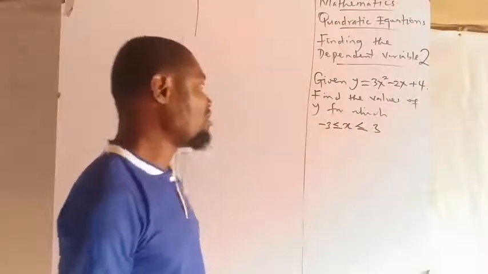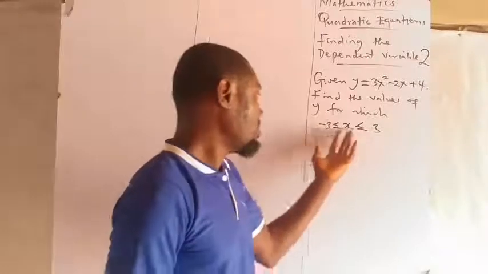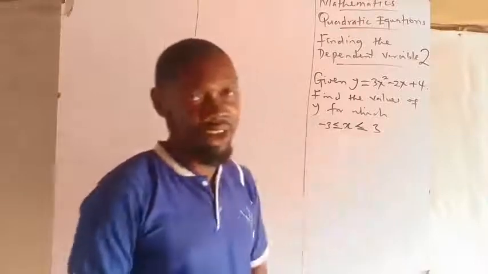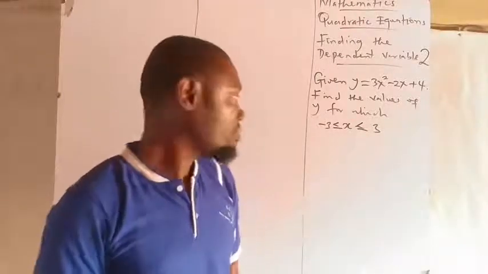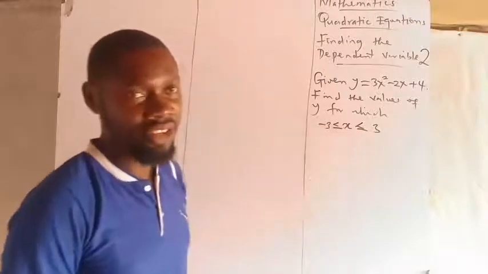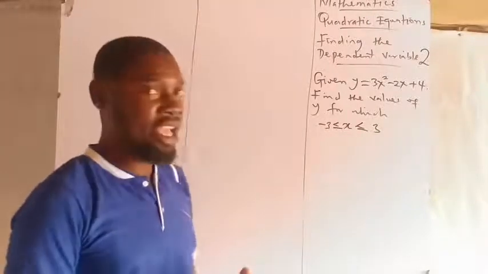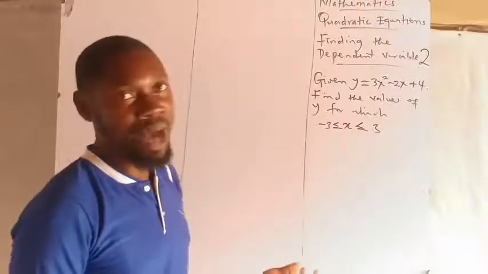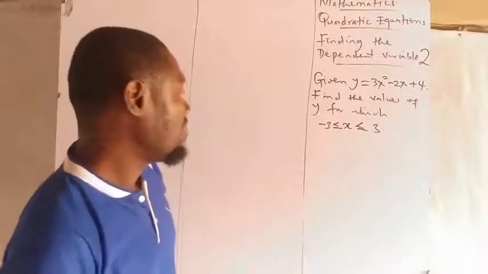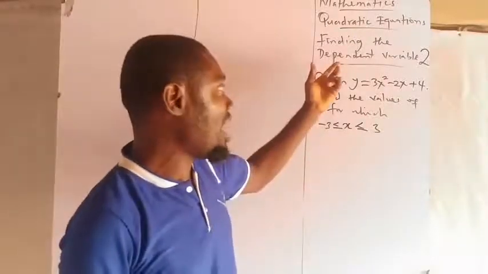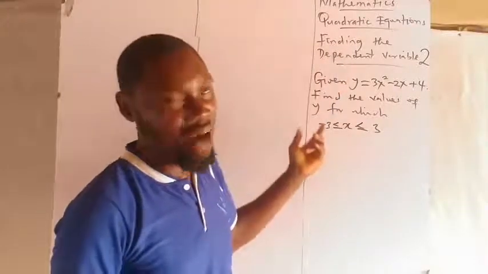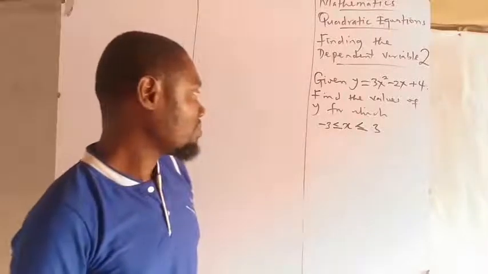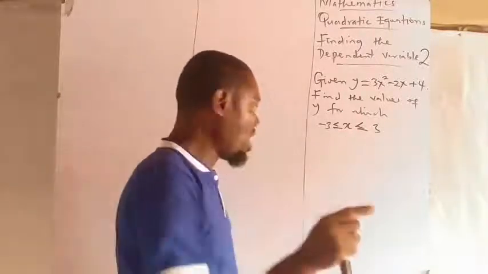Which means the limit of x falls between, because the two numbers, minus 3 and plus 3, are inclusive. If I want to draw the inequality graph of this expression, I'll need to shade the two ends because they are inclusive. But let us apply that in our finding of the dependent variables. It means the values of x will be from minus 3 to plus 3. That's what it implies.